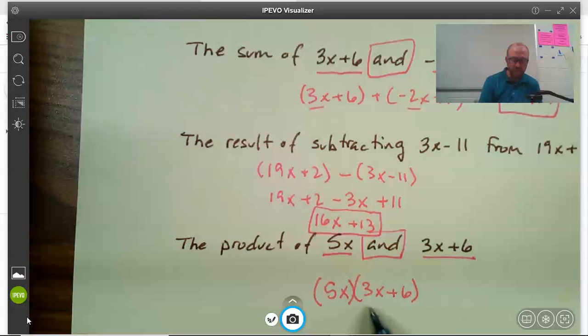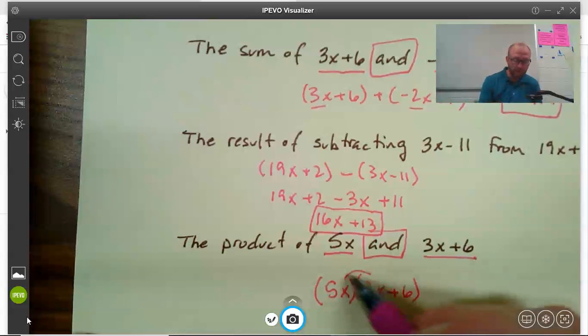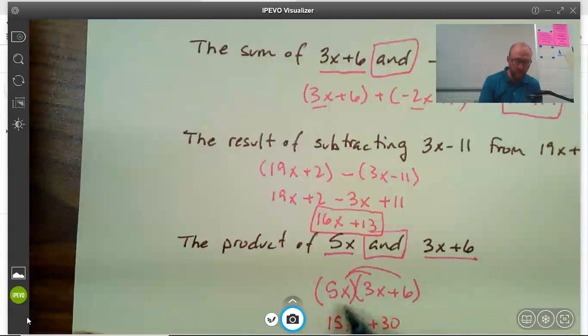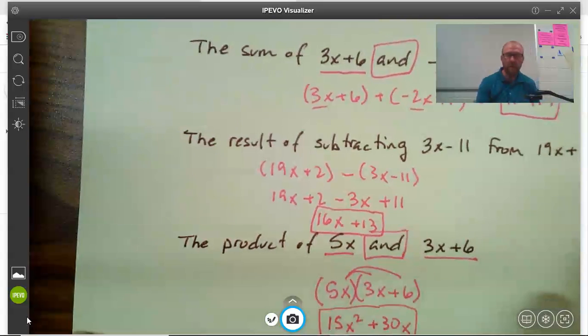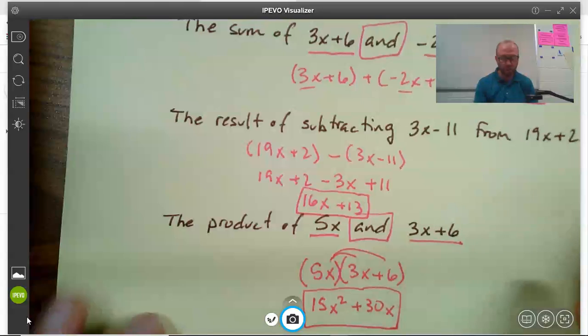If we didn't put the parentheses in, it might just look like 5x and 3x were being multiplied together, and the 6 over here is just being added on afterwards. So we'll have to do a distributive property thing here. 5x times 3x: 5 times 3 is 15, and x times x is x squared. And then 5x times 6, well, 5 times 6 is 30, and then we just add the x on over here. So in the end, we have 15x squared plus 30x.